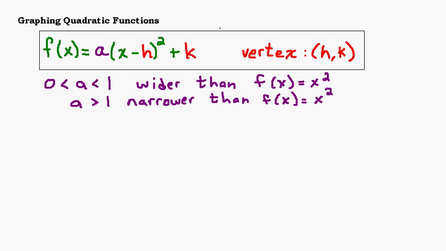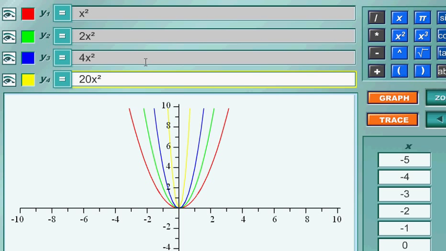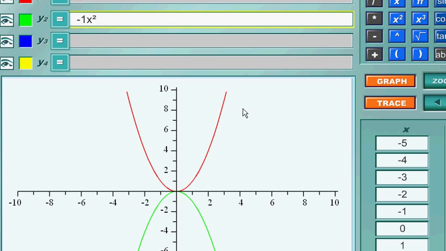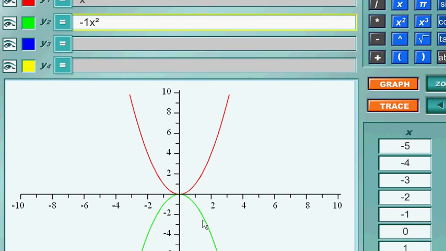All right, let's go back to the graphing calculator, and let's look at what happens if your a value is negative. So there's your basic x squared. What if I do -1 times x squared? Let's see what happens. All right, you can kind of see there what happens, I'll move this down a little bit. So we have our red parabola, y equals x squared, and then our green parabola is y equals -1 times x squared. So it's the same parabola, it's just flipped over the x-axis. And that's exactly what's going to happen.